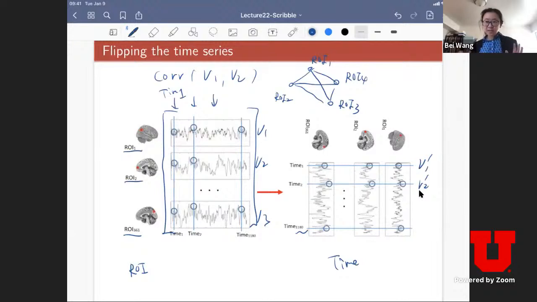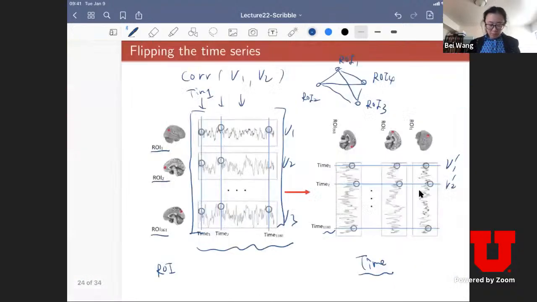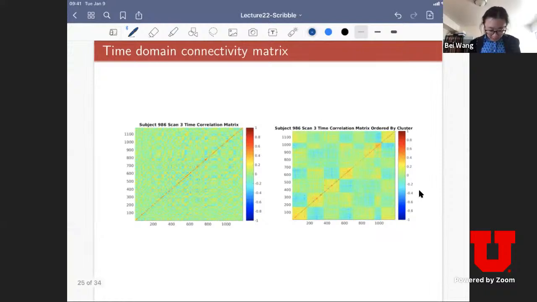Okay. So that's actually what she did: she looks at the brain network that is looking at correlation between regions of interest, and the network that is looking at correlation between timestamps. So that's how it looks like, right?